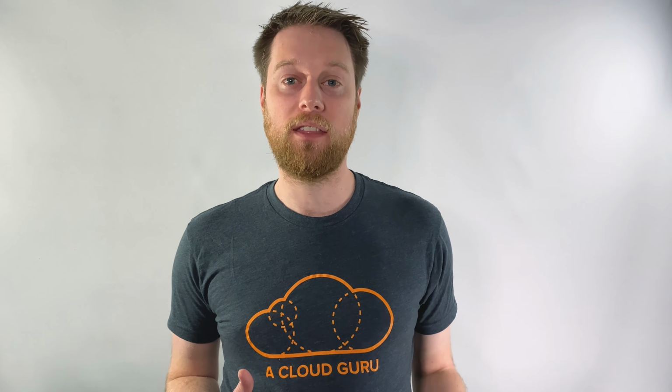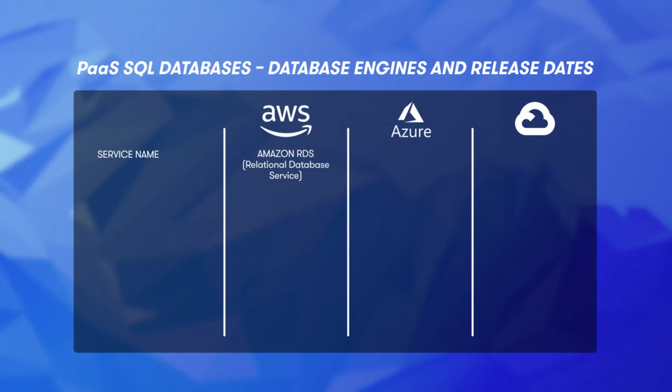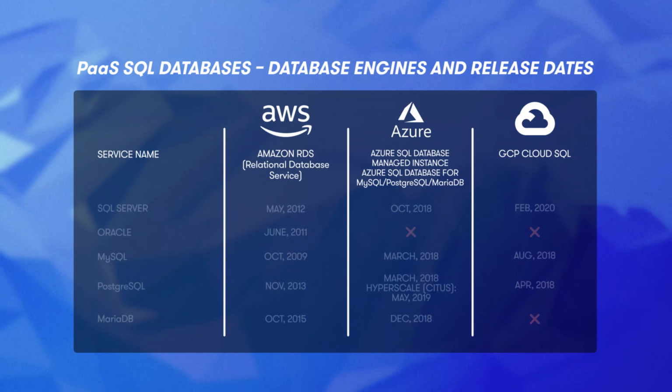Next, let's take a look at the PaaS SQL options. This is where the cloud provider takes care of automating the virtual machines and running, patching, and configuring the operating system and database engines for you. In AWS, the long-standing PaaS database service is called Amazon Relational Database Service, or RDS. In Azure, it's called Azure SQL Database Managed Instance for SQL Server, and Azure SQL Database for MySQL, PostgreSQL, or MariaDB. And in GCP, it's called Cloud SQL.